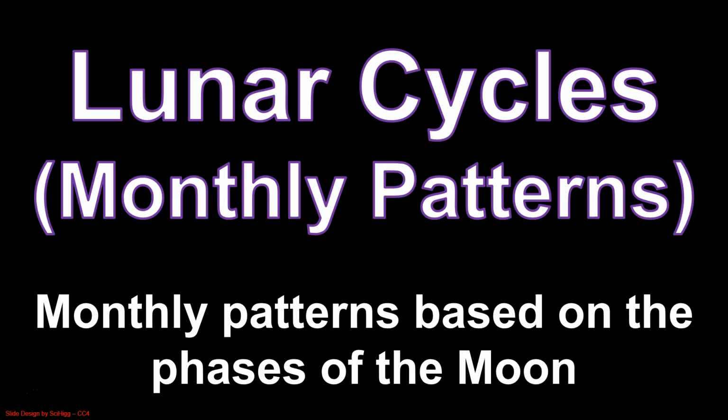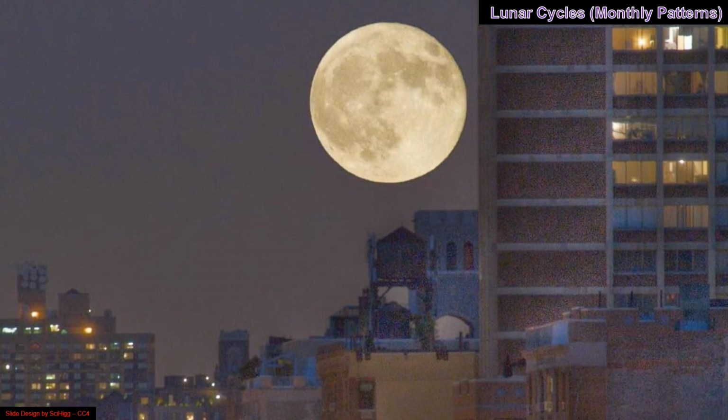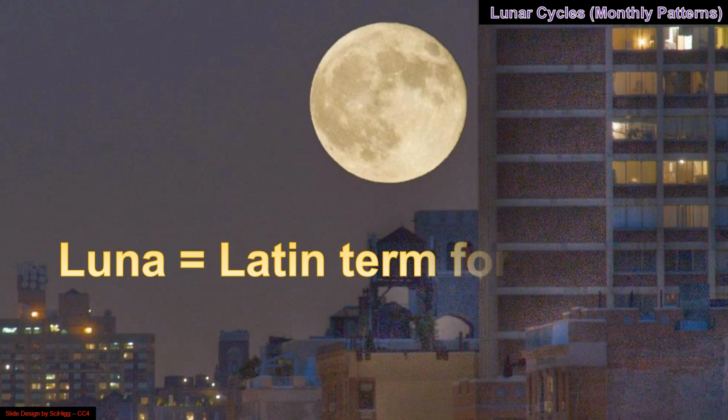Lunar cycles, monthly patterns. Monthly patterns based on the phases of the moon. The moon is so bright that it is one of the few objects you can see in the sky in major cities. Luna is the Latin word for moon.